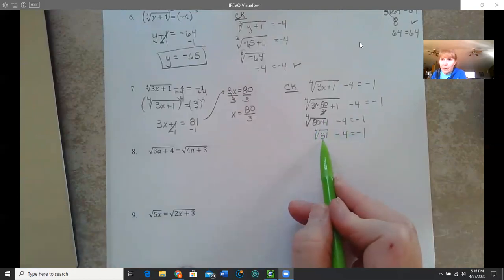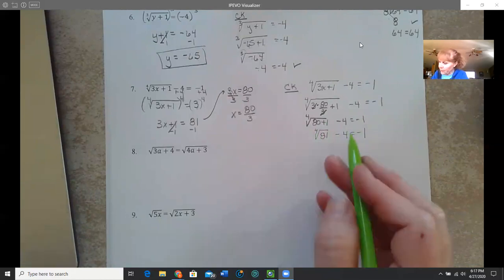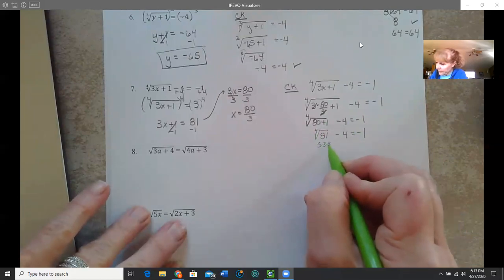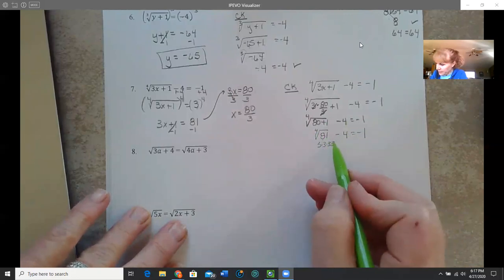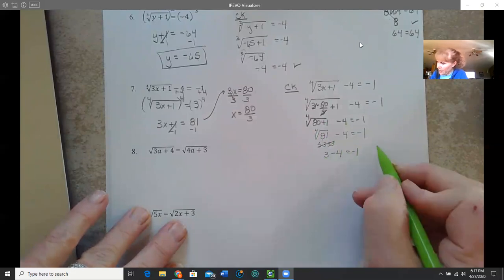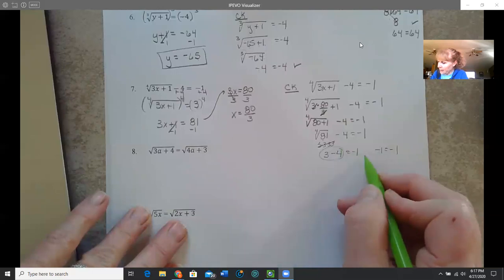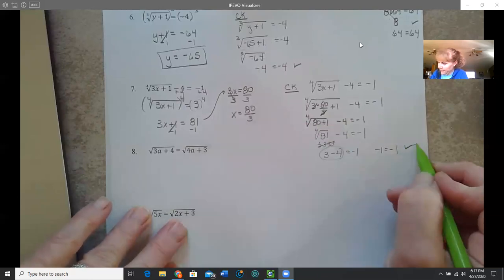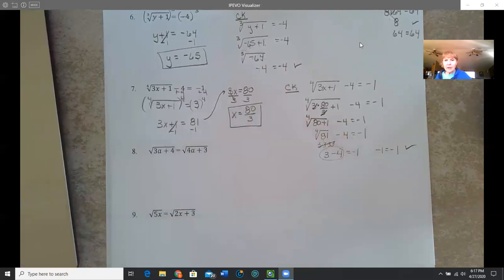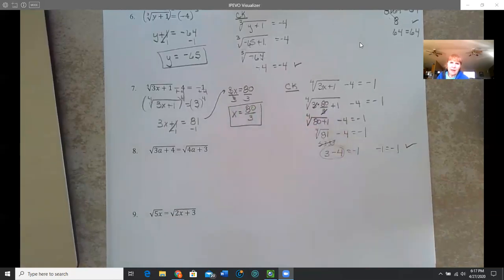The fourth root of 81, if you break this down, you're going to have 4 3s, because 3 times 3 times 3 times 3 gives you 81. So this is a 3. And sure enough, negative 1 equals a negative 1. So it checks. 80/3 is your answer. It wasn't bad to check, just so you know, it canceled out. So it was okay. All right, perfect.